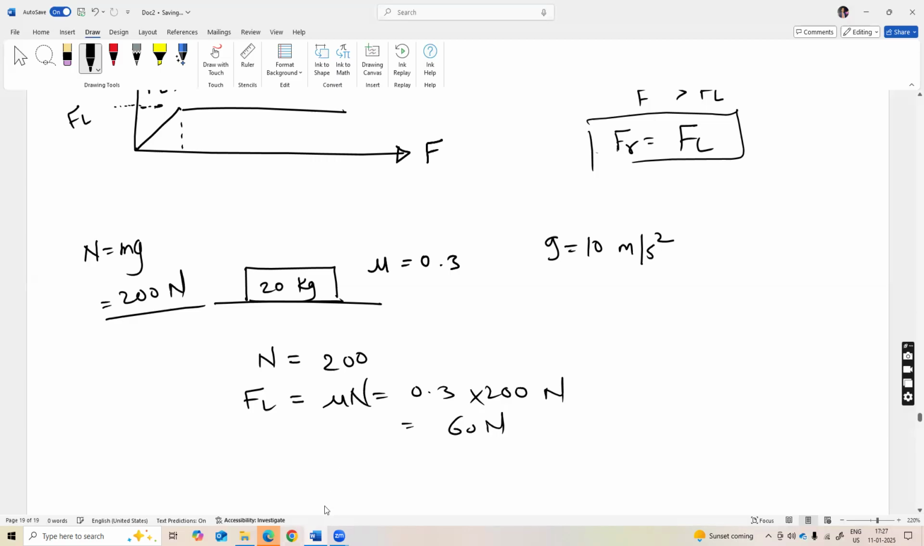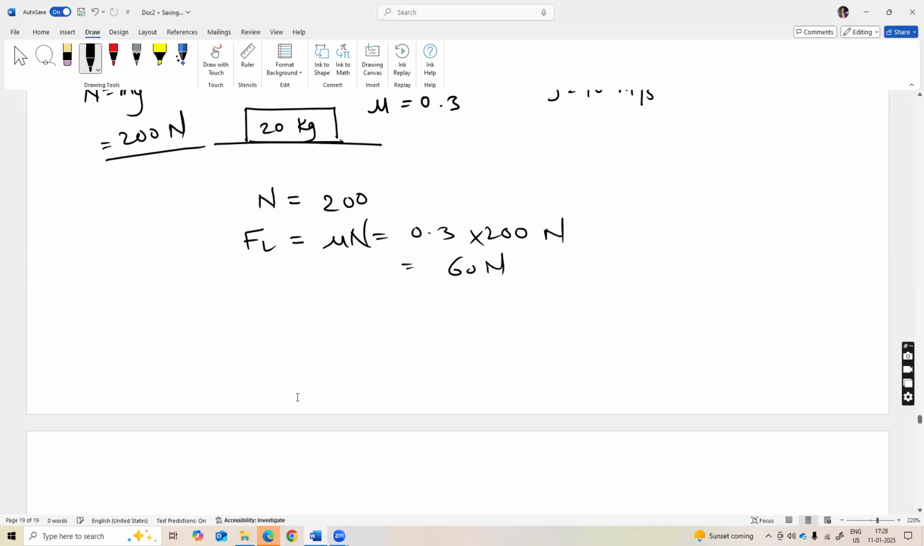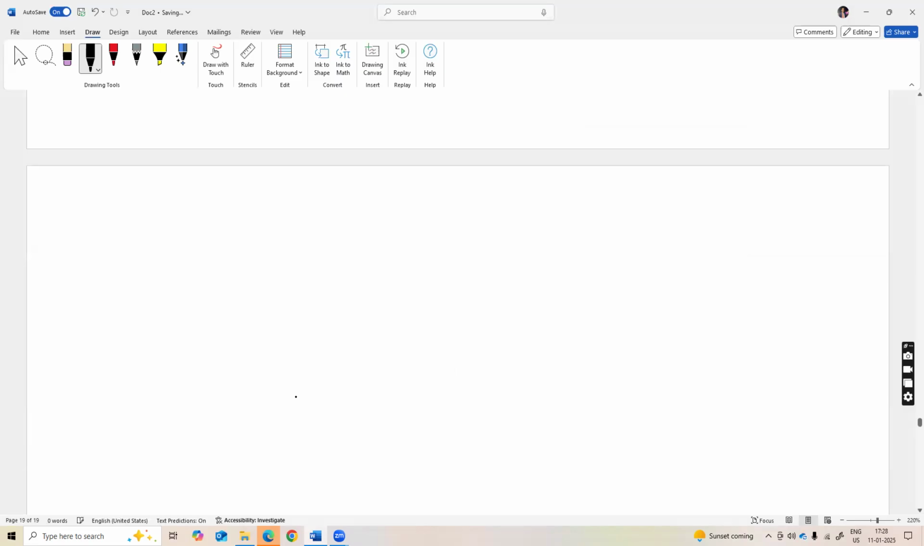But sir, if force is applied, then we should apply this mu, sir. Okay, so no, see, mu is applied only for friction. Mu is not there for normal reaction.